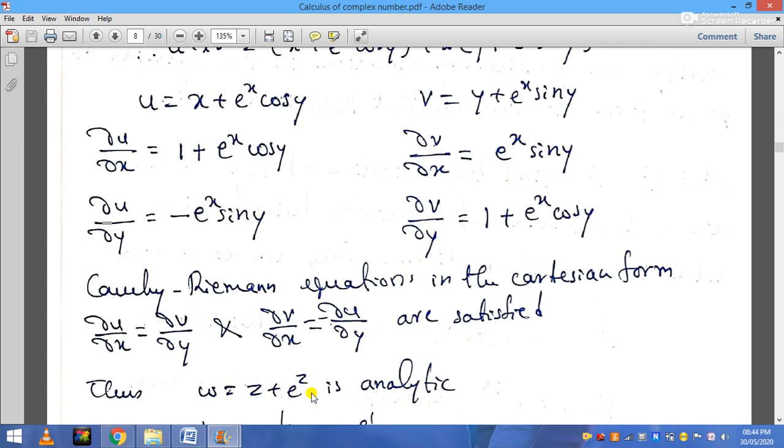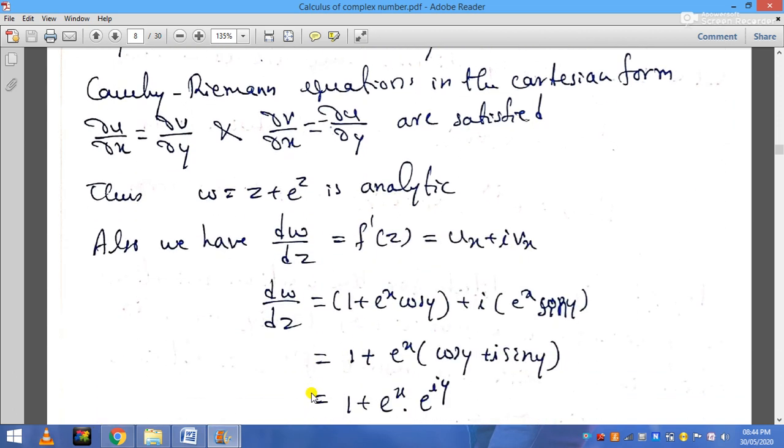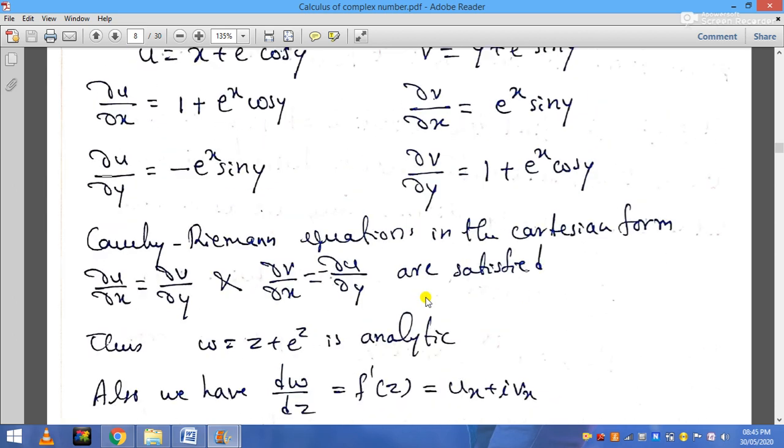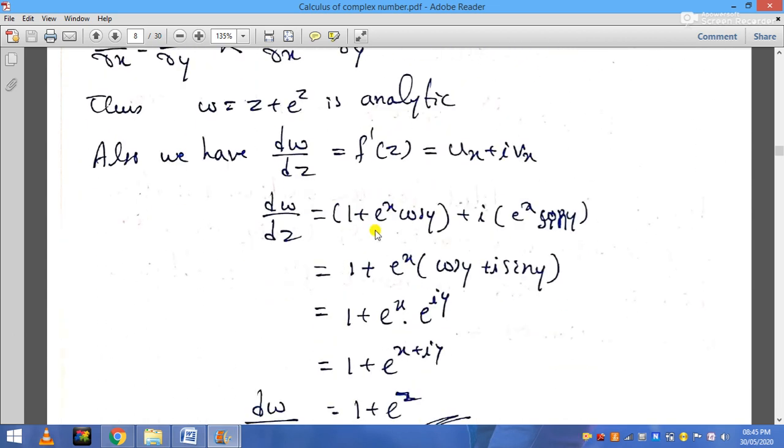This is the first part. Then in the question they ask for the derivative. Derivative means find dw by dz, or f dash of z. So here we have solved in Cartesian form. So in the third step I have given that if it is Cartesian form, then f dash of z can be taken as u x plus i into v x. So u x means dou u by dou x, and v x means dou v by dou x. We have already calculated these two values. Take these two values and simplify. So here dou u by dou x means 1 plus e raised to x cos y, plus i into e raised to x sin y.